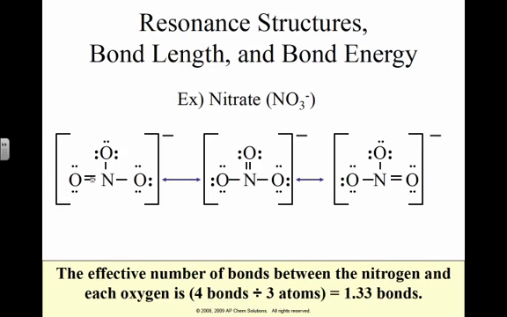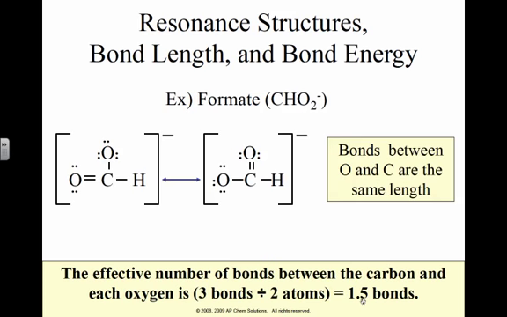Nitrate, could I have put the double bond here or here? Yes and yes, and therefore there's 3 resonating structures for nitrate. Okay, so the bond order for this would be, well, 1/3 of the time it's double, 2/3 of the time it's single, so we call its bond order 1.33. Formate, I could put the double bond here, 2 resonating structures. Bond order would be 1.5.